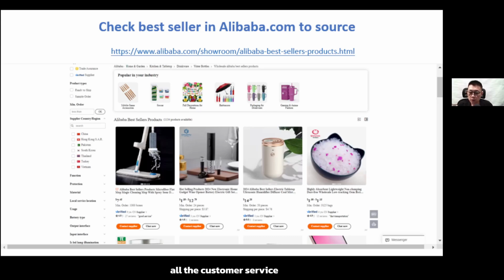So all the processes, all the customer service, purchasing, selling, listing, shipping, and financial analyzing are all digitalized. You can use the online selling tools, analyzing tools, and social media tools, all on your cell phone. So that's the powerful function of cross-border e-commerce tools.